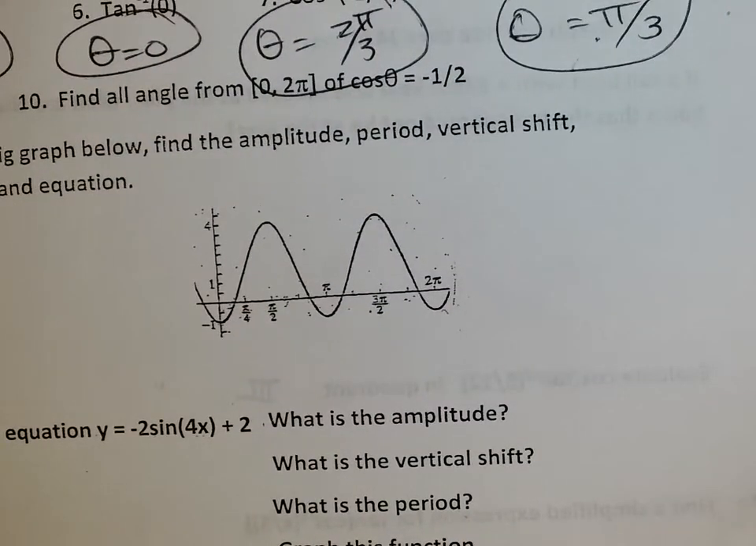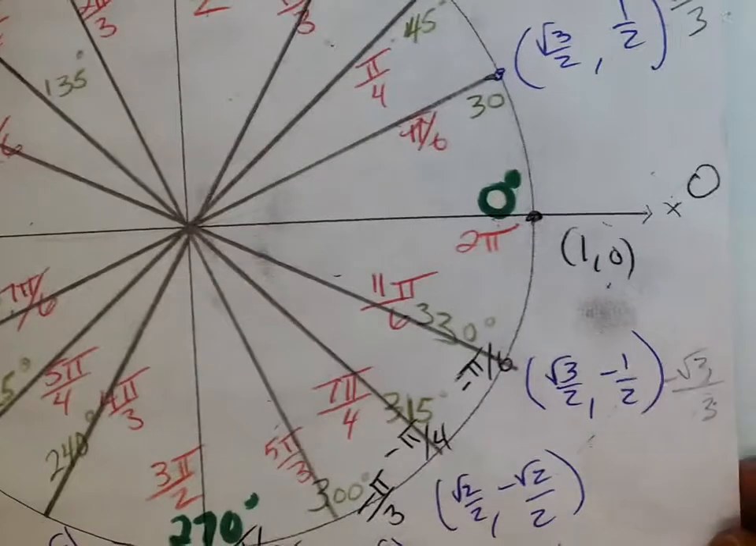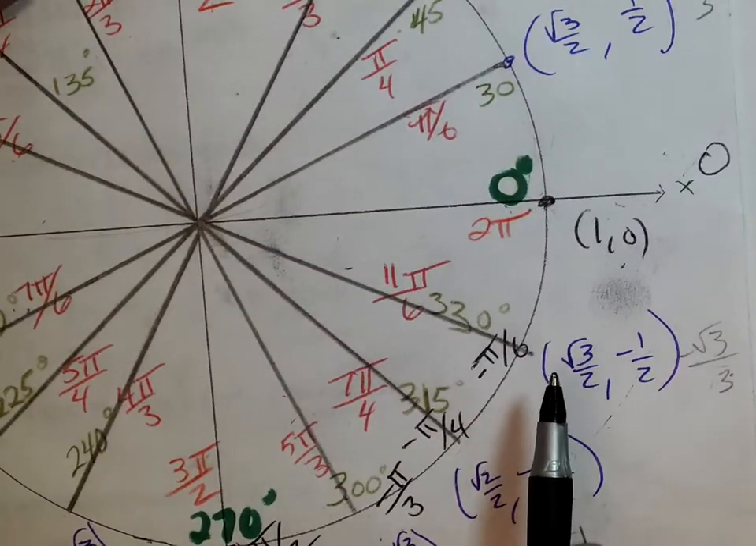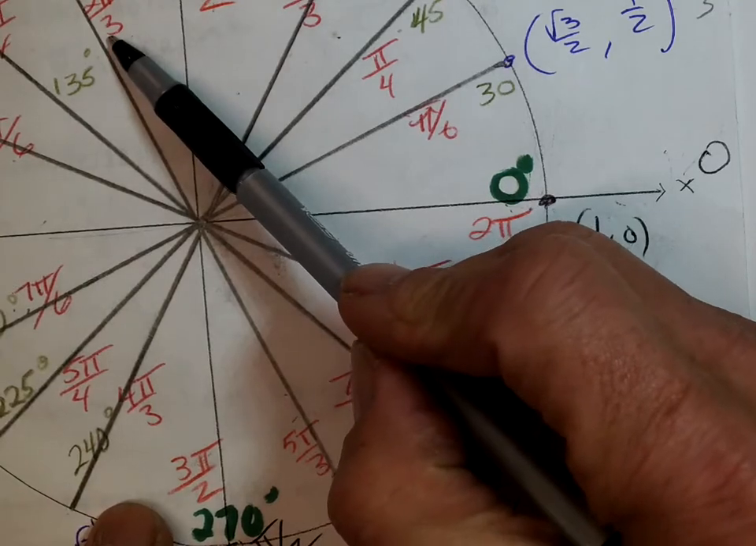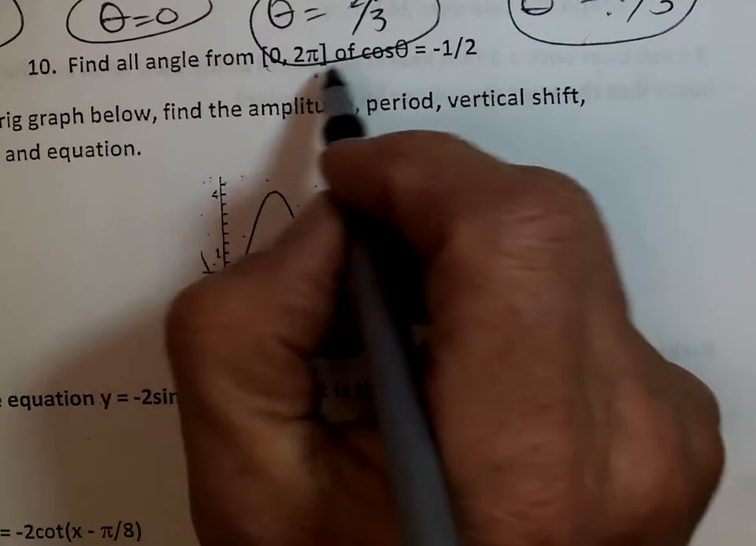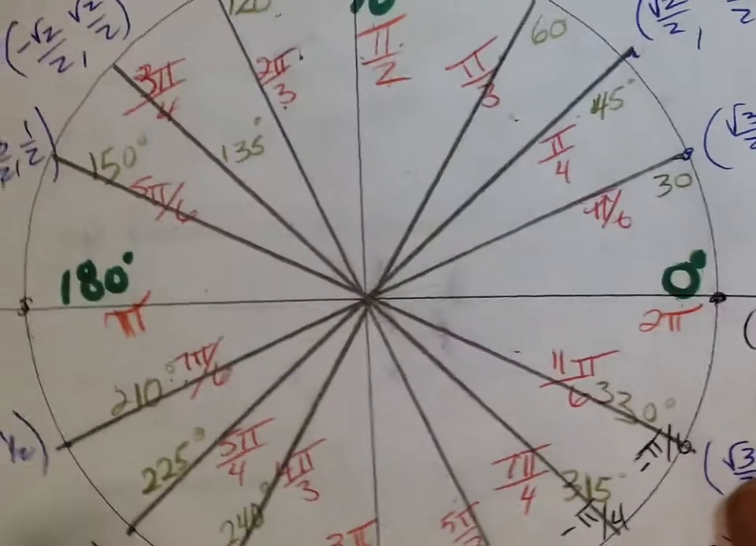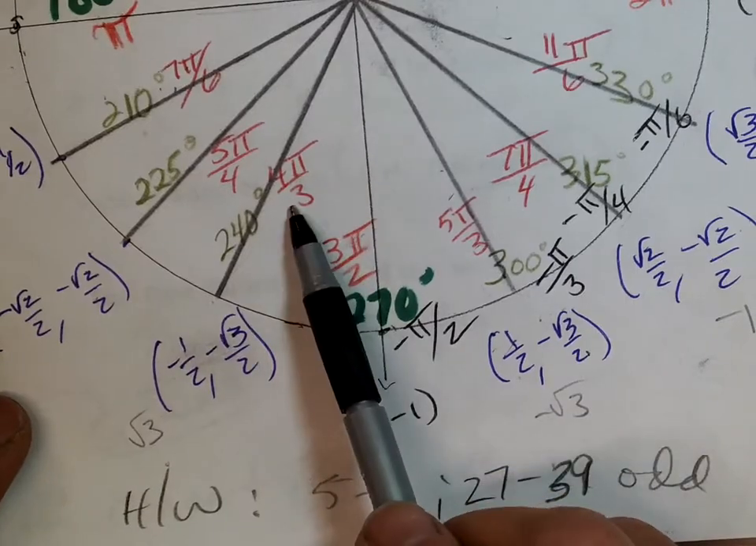Now, 10. Find all angles. So this time we're going to look for more than one. There's going to be 2 answers, because between 0 and 2 pi. So negative 1/2 for cosine is here at 2 pi thirds, and it's also here. So this one we want both answers. It makes sense we want both answers, because it says all answers between 0 and 2 pi. So there's 2 answers. You're going to take the 2 pi thirds, and you're going to take the 4 pi thirds.